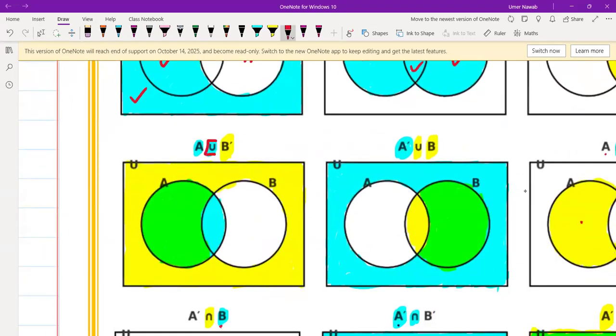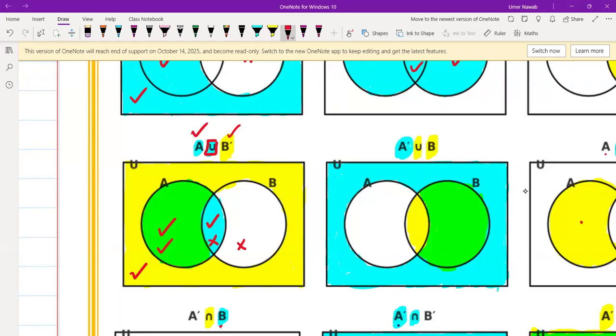Now, which symbol is in between? Union. Union tells you we have to shade complete A. I'm going to shade A. And then he said you also have to shade outside of B. This is inside of B. I have to shade outside of A and outside of it. So guys, can you see where I put the check marks? I just shaded that region.